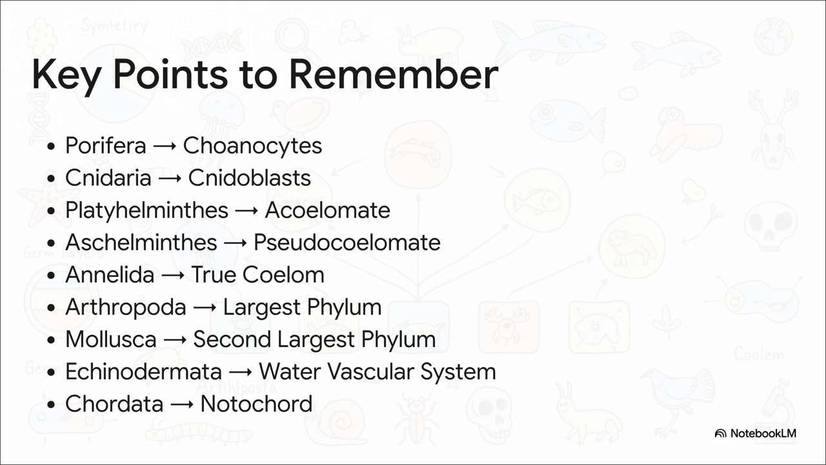Porifera means choanocytes, Cnidaria means cnidoblasts. Then the cavities. Platyhelminths are acoelomate. Aschelminths step up to pseudocoelomate, and Annelida finally brings the true coelom. Moving up in size, Arthropoda is the largest phylum, with Mollusca coming in second. Echinodermata boasts that crazy water vascular system. And finally, hitting close to home, Chordata is defined by the notochord.